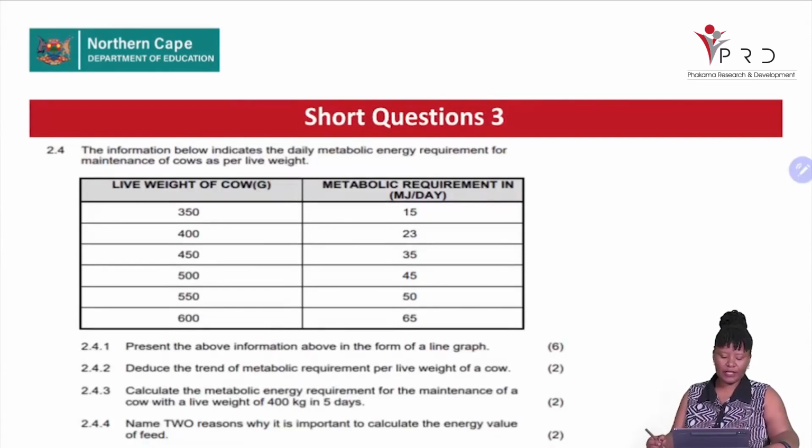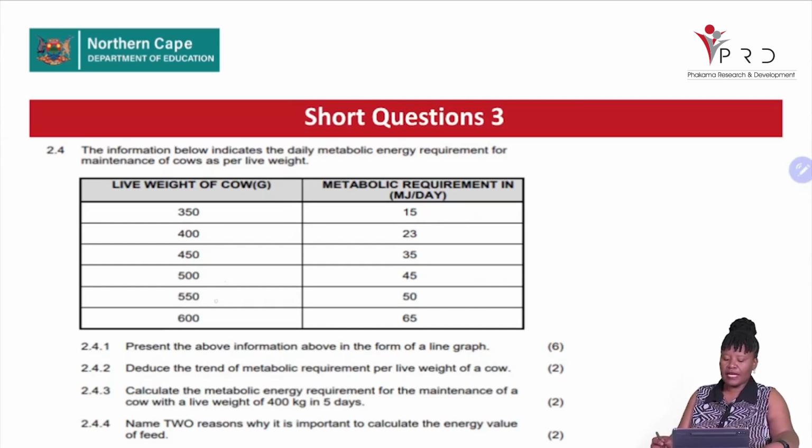Let's move to the third one. The information below indicates the daily metabolic energy requirement for maintenance of a cow as per live weight. You are given this data where you are given the live weight of the cow in kilograms, and the metabolic requirement in MJ per day. You are given the live weight of cows from 350 to 600, and you can see there is an increase from 350, 400, 450, 500, 550, 600.